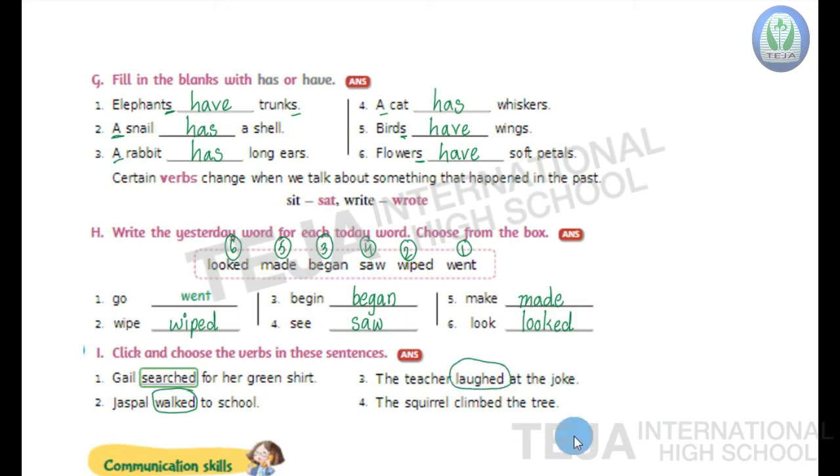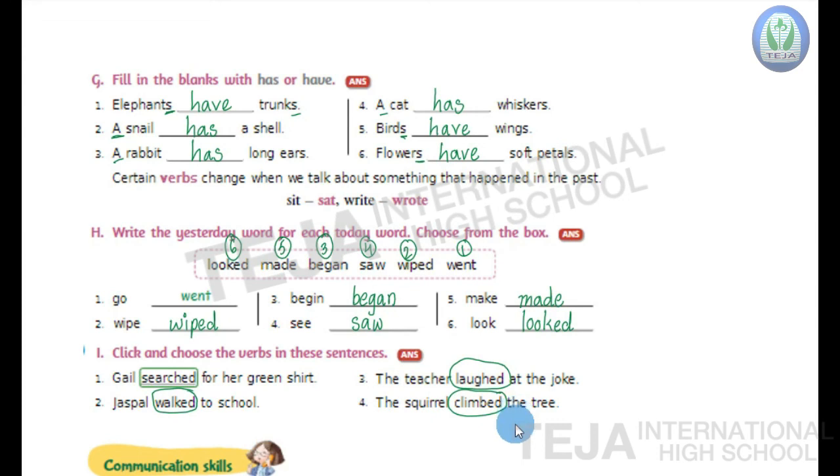Circle. Now the last fourth question. The squirrel climbed the tree. So what did the squirrel do? The squirrel climbed the tree. So here the action word is climbed. Climbed is the action word, so it is the verb. Circle climbed, children. Okay. Now the first one, the verb is searched. Second, walked. Third, laughed. Fourth, climbed.